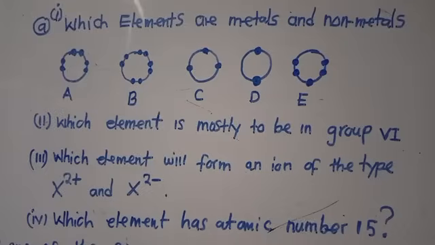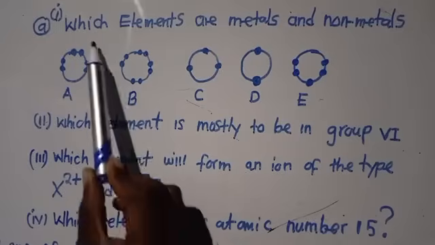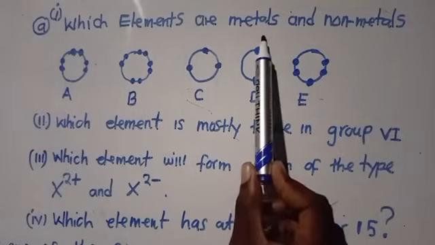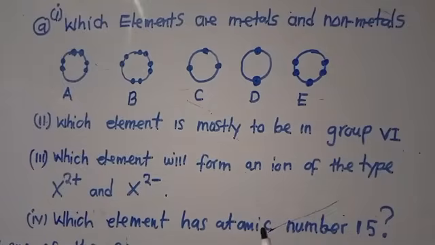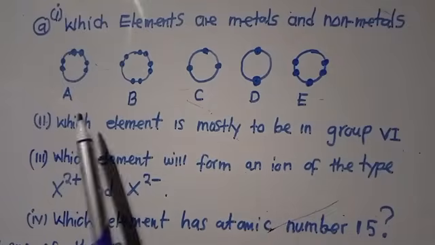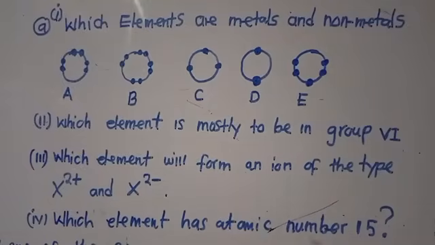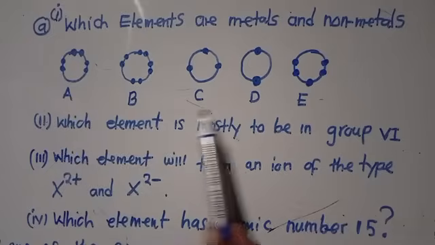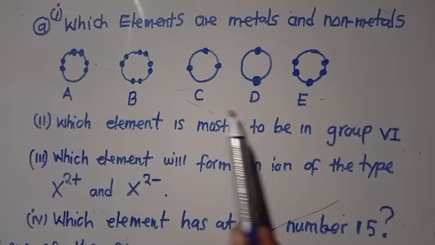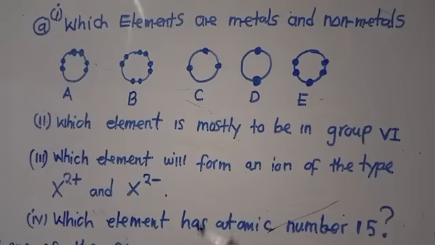The first question is saying, which elements are metals and non-metals? This is a question. Which elements are metals and non-metals? How can you know that this element is a metal, this element is a non-metal? All these elements that are given are either metals or non-metals. So I want us to answer these together.